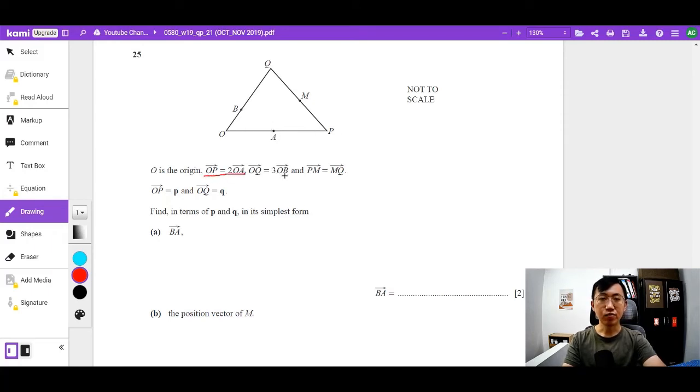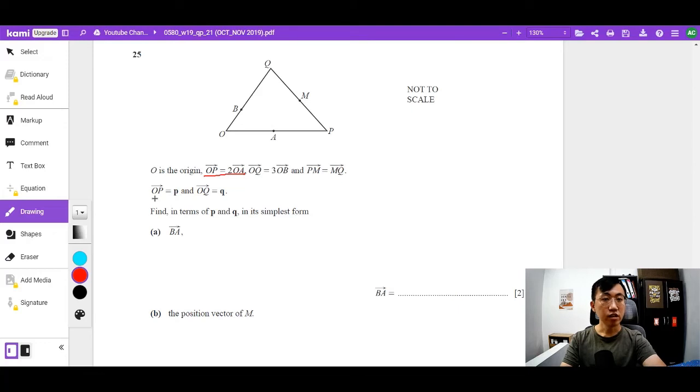Okay, understand this info. Next, OQ is 3 times of OB, fine. OQ, this whole line, is going to be 3 times of OB. Okay, so already understand this. And lastly, let's read PM is same as MQ. PM is same as MQ. That means M is right in the middle, halfway. Okay, so A is halfway and M is also halfway, but this is not halfway, obviously. Look at the picture.